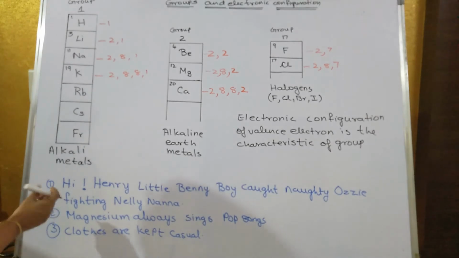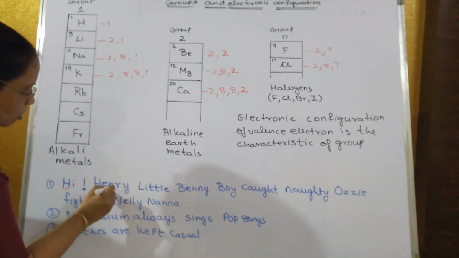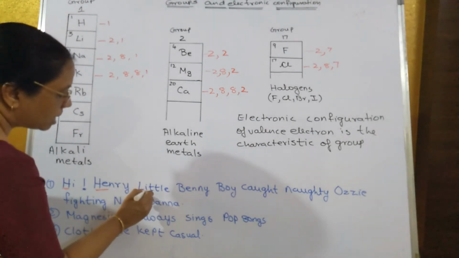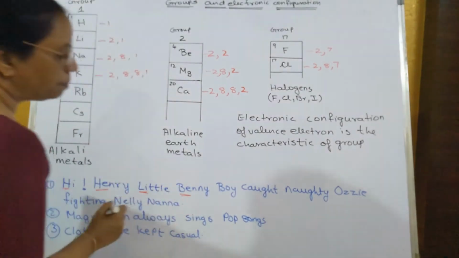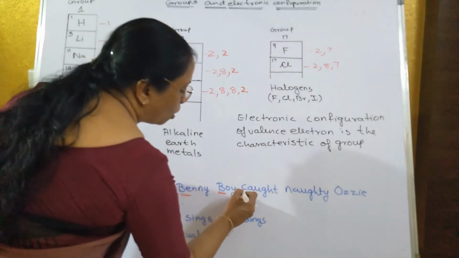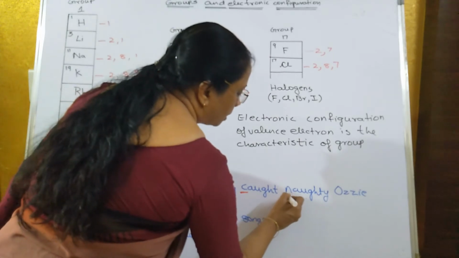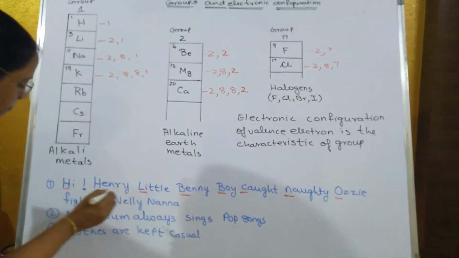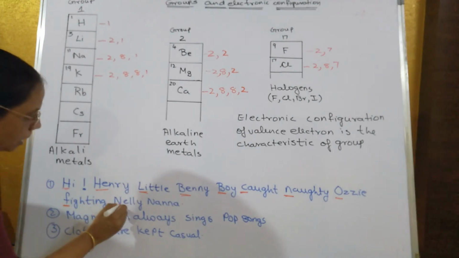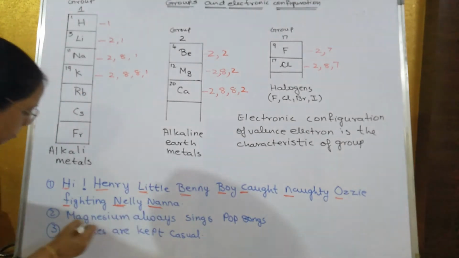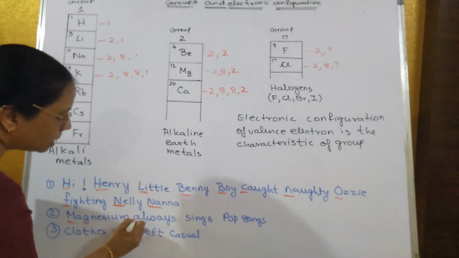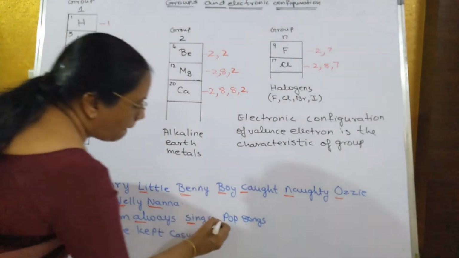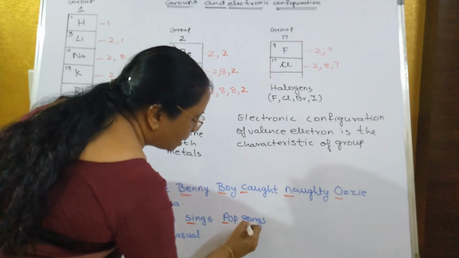Now how to remember? Over here the first letter is H. So H is what? Hydrogen. The next one is He, that is helium. Next is Li, that is lithium. Next is Be, that is beryllium. Next is B, that is boron. C, that is carbon. N, that is nitrogen. O is oxygen. F is fluorine, Ne is neon, Na is sodium. The next sentence: Mg is magnesium, Al is aluminum, Si is silicon, P is phosphorus, and S is sulfur.